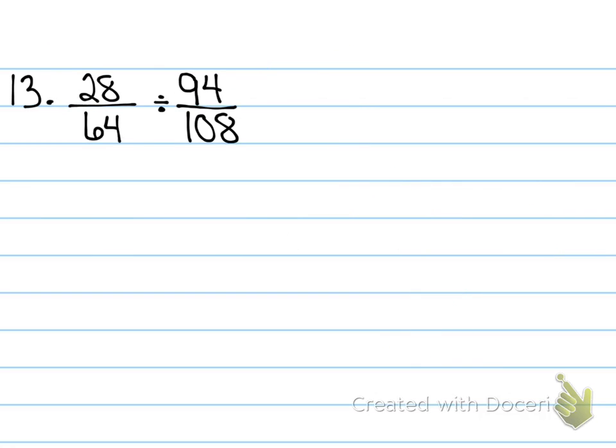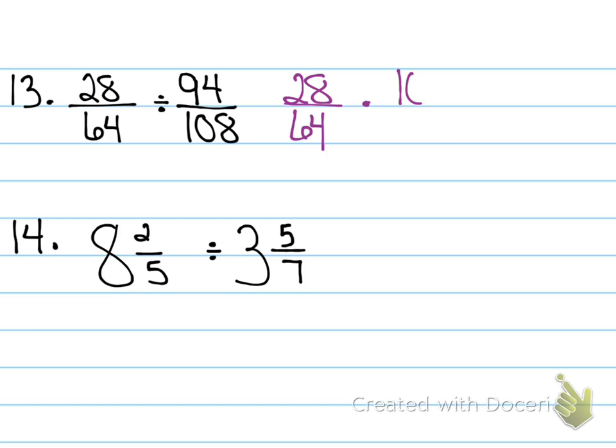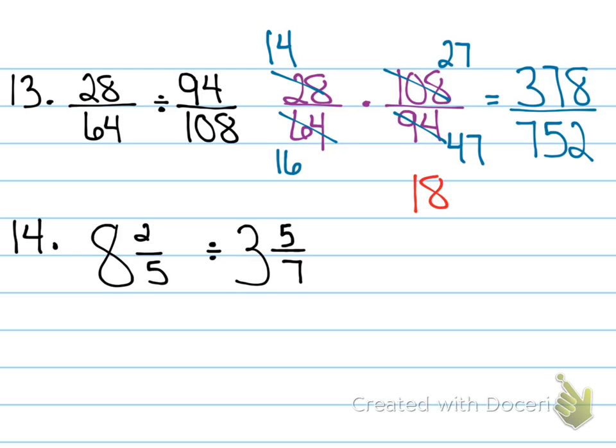All right, so now with dividing fractions, I want you to divide these fractions. All right, so let's backtrack and let's see how this works out. So I first have to flip my second fraction, then I can cross-reduce. Then I get 378 over 752, and then I can reduce it to 189 over 376. If you missed some of the cross-reducing, you still should have been able to reduce the fraction to that final answer. All right, let's solve number 14 now.